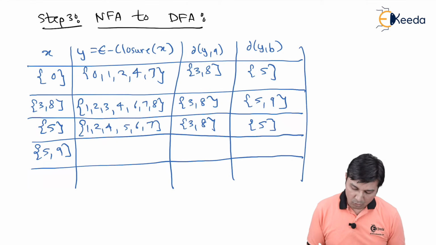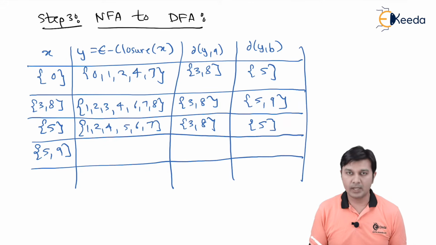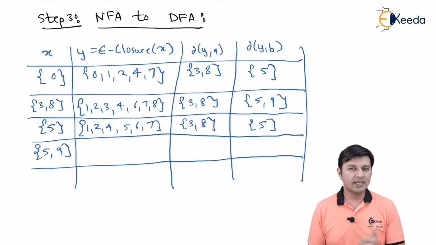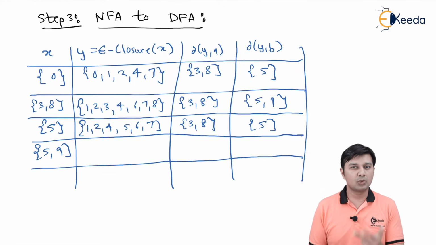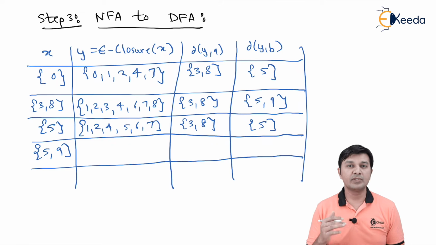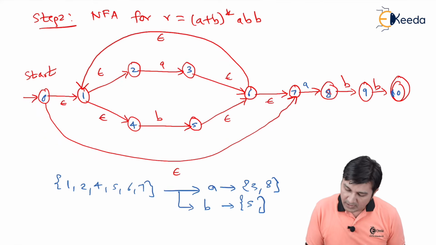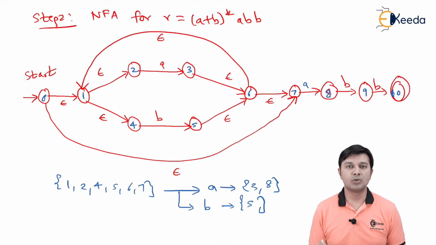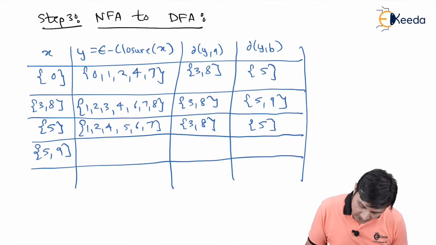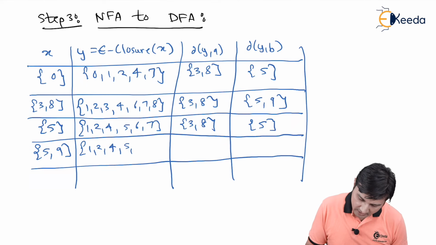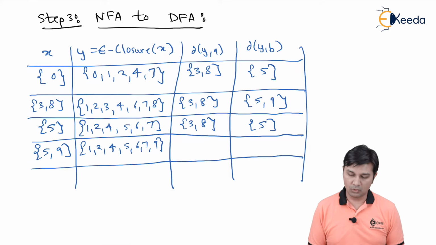Going ahead, I have to now calculate what is epsilon closure of 5, 9. Epsilon closure of 5, 9 is epsilon closure of 5 union with epsilon closure of 9, and epsilon closure of 5 is already calculated to us in the above cell. So let's only focus on epsilon closure of 9. Going to the diagram, I observe that epsilon closure of 9 is 9 itself because it is nowhere going on epsilon. So let's write it. So I'm going to have everything what I have above, 1, 2, 4, 5, 6, 7, and my 9 included over here.